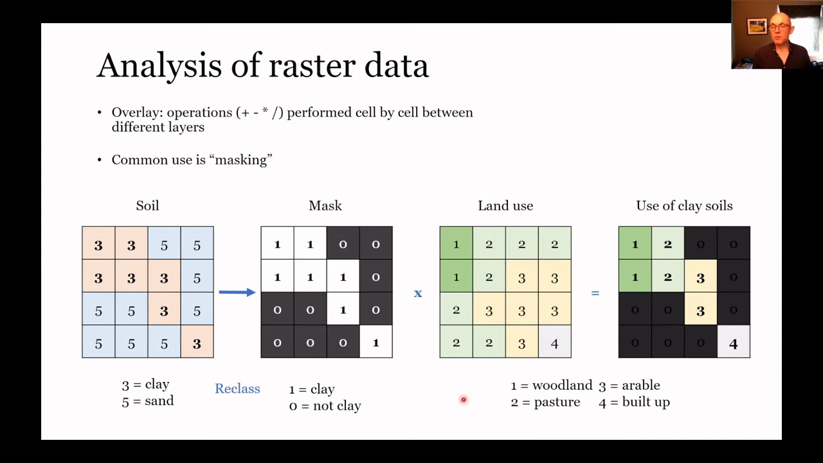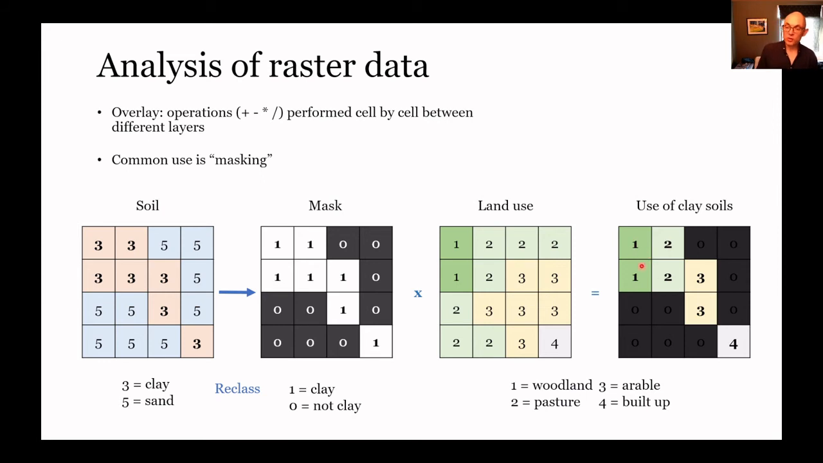Now these integers represent some form of land use, so woodland, pasture, arable, or built up in this case. And we can then take this cell by cell, so we multiply these together, that cell with that cell, over like this. We mask out. Where we have a 1, the data is unchanged. Where we have a 0, it gets zeroed out. So we mask out everything that we're not interested in. And we end up with this map of how clay soils are being used in our little map area here.